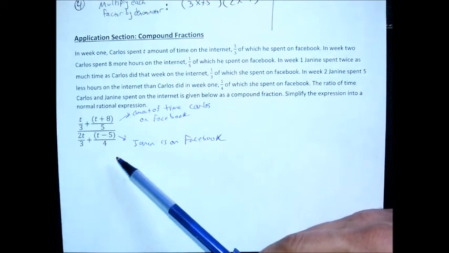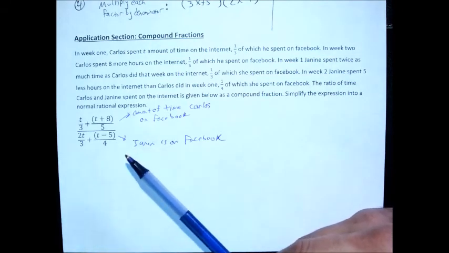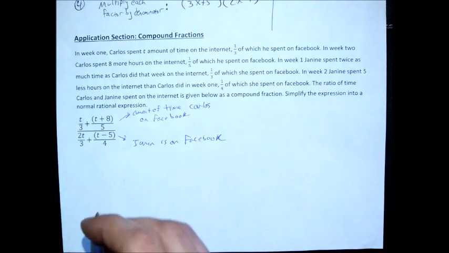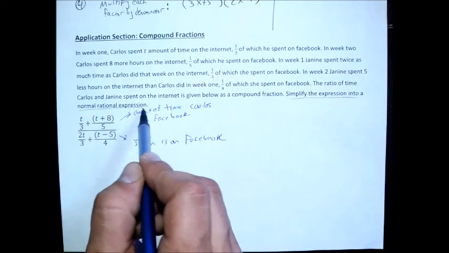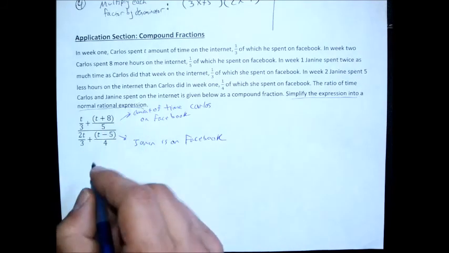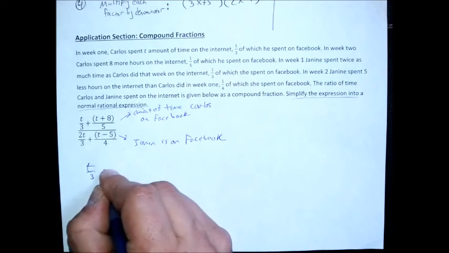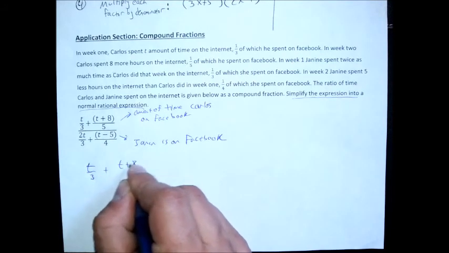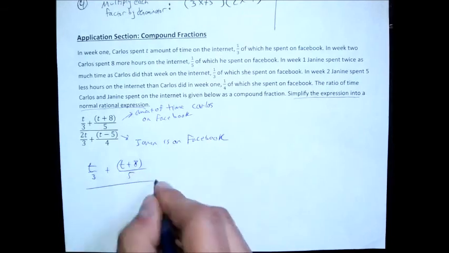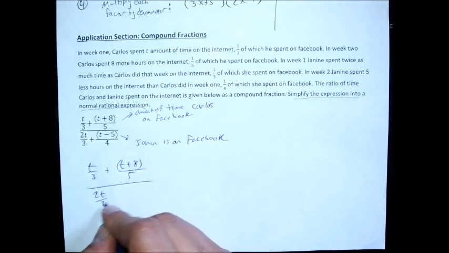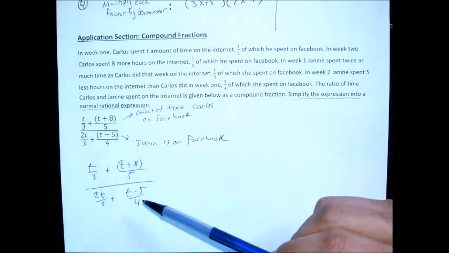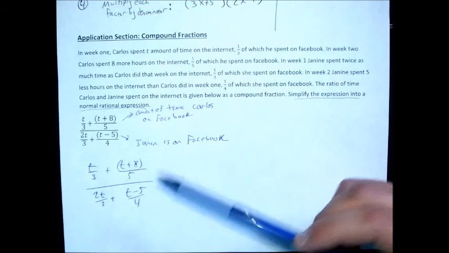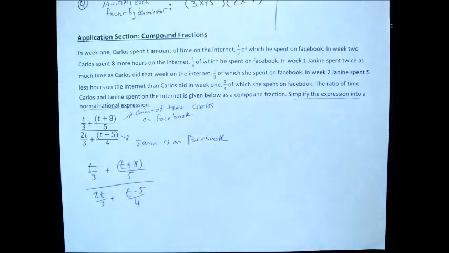And so what we want to do is make it not a compound fraction, right? So what I wrote here is: simplify the expression into a normal rational expression, i.e. not a compound fraction. So let's start with the original piece. The other thing that's different about this is that the denominators are numbers instead of variables, right? All the examples we saw had the denominators being variables, and now it's a number. So it's a little bit different as well, and I like that too. So how do we do this one?